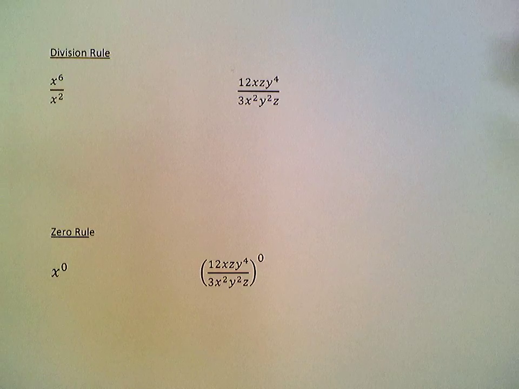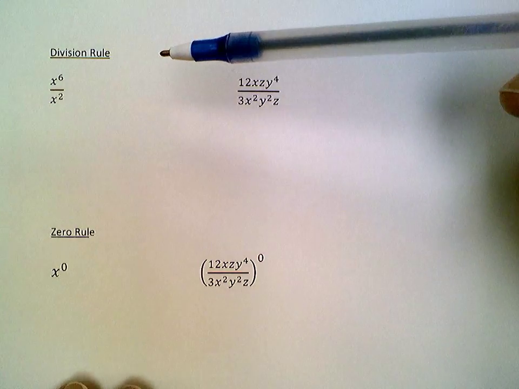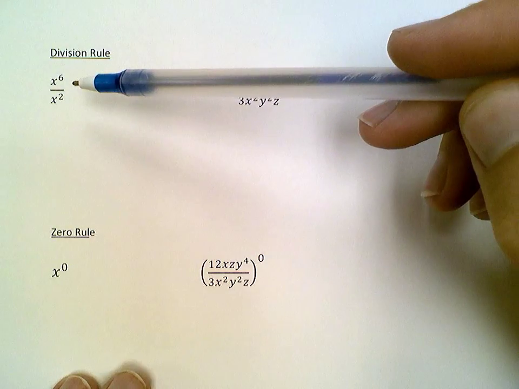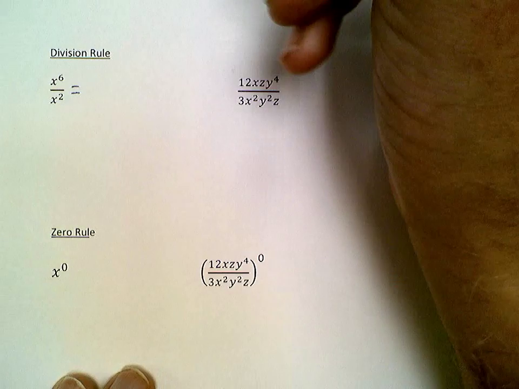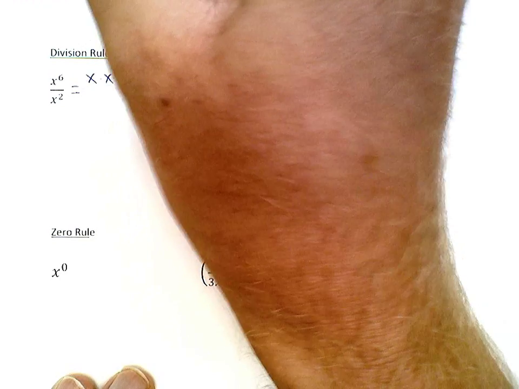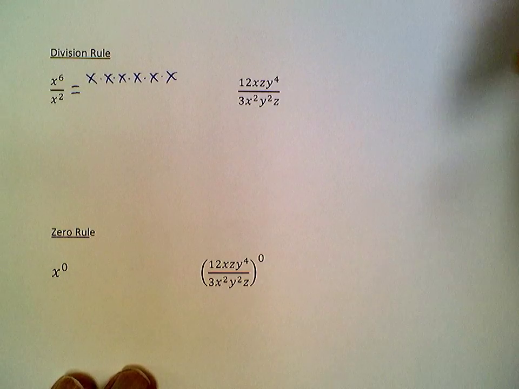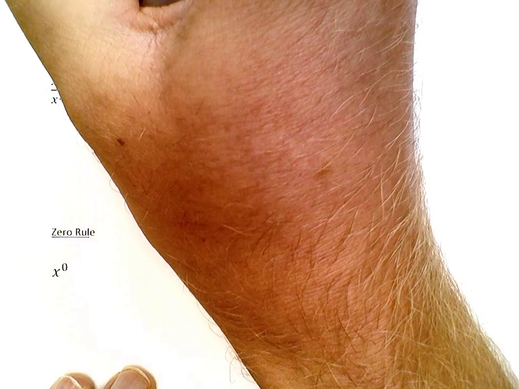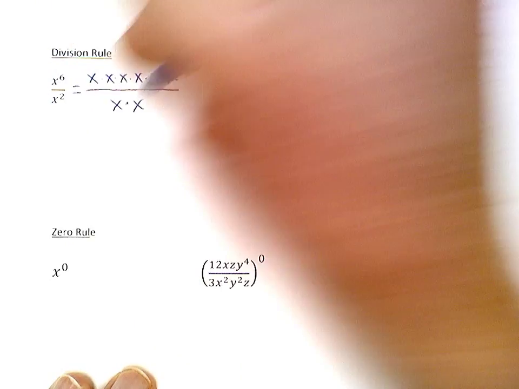All right, we're going to continue our discussion of exponent rules, moving on to the division rule. So here we've got x to the sixth divided by x to the second. What this actually means, if you expand it out, is x to the sixth would be x times x times x times x times x times x, 6 times. And then in the denominator I have x squared, or x to the second. So that just becomes x times x.